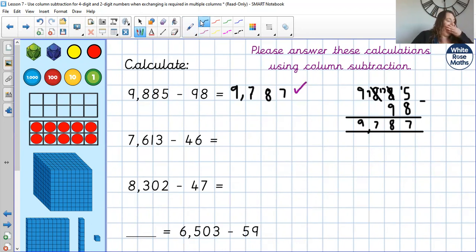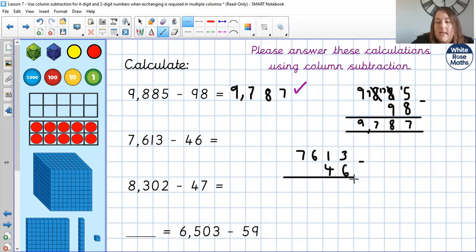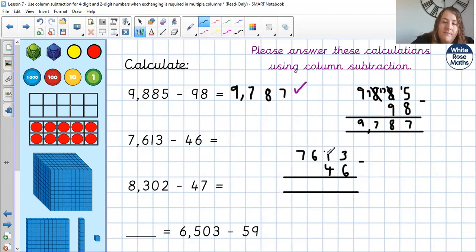Okay, next one then. We have 7,613, and we are subtracting 46. Making sure again my ones are lined up with my ones and my tens are lined up with my tens. Okay, 3 take away 6, I can't do. Leave a 0, pop the 1 next to it, so I've got 13 ones. 13 take away 6 is 7.